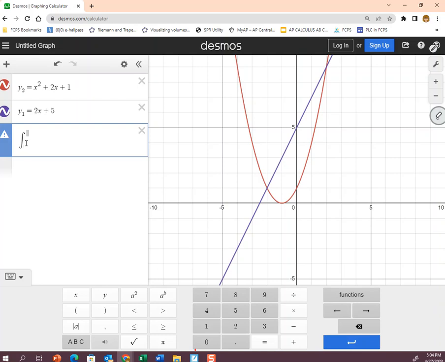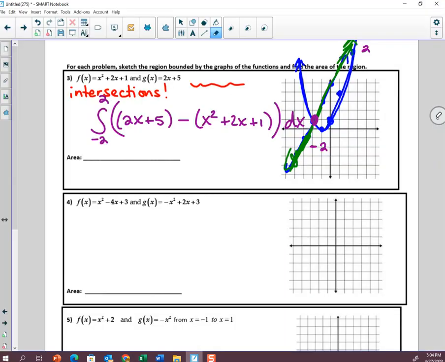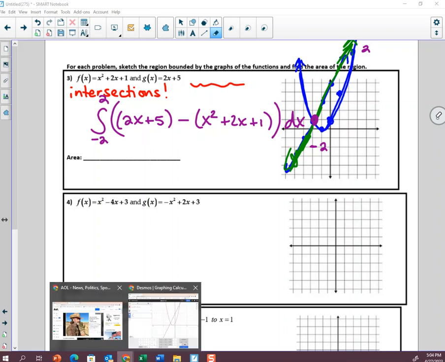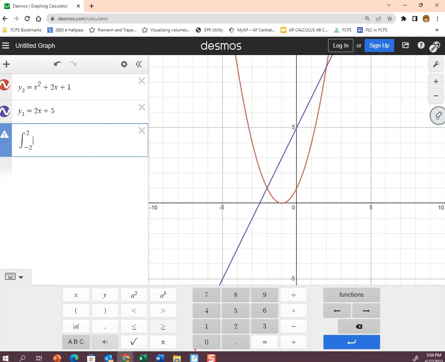So the bottom number is negative 2. The top number was 2. Okay, this is what we wrote on our paper. We had to know what to write. Negative 2 to 2. Now watch this awesomeness. Because I'm so lazy, I want this guy to be first. I'm not going to have to type all the stuff. I'm just going to type y1.